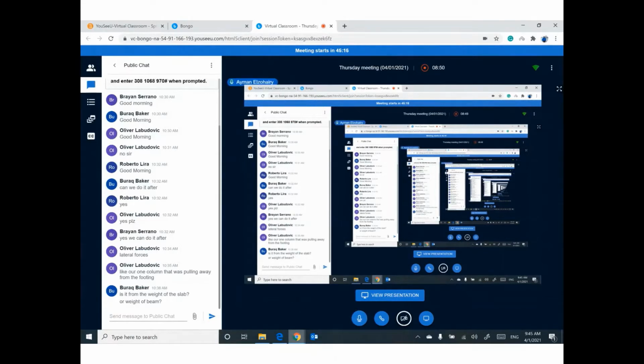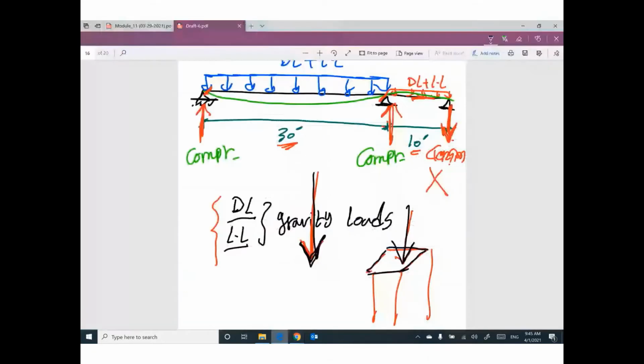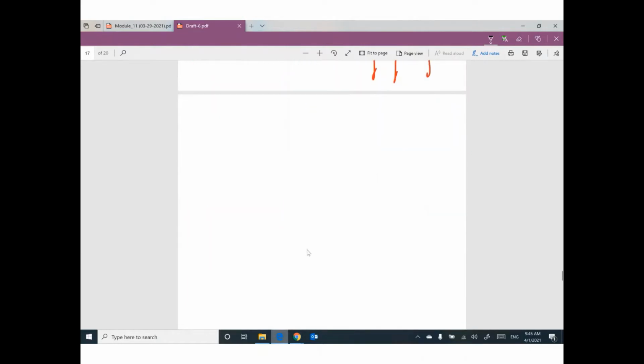Okay. Your issue, I think, is you made one span very long and one span short, or you made two columns very close and the other two columns very far away from each other. Does that make sense? Anyway, also sometimes, here is the plan of your slab.